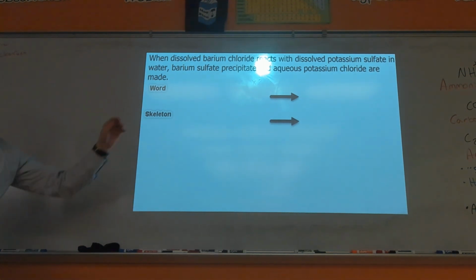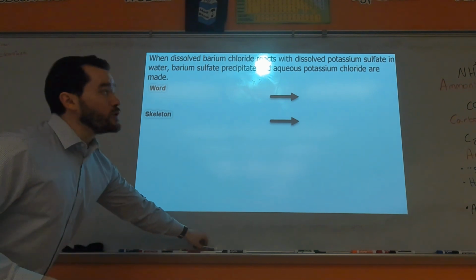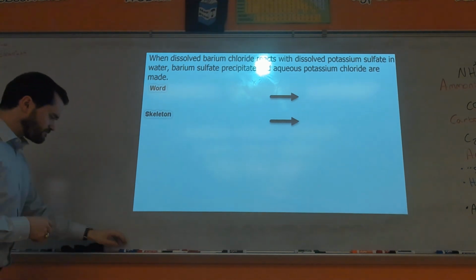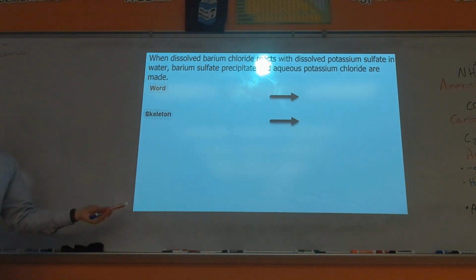So the past two classes we're going over word and skeleton equations, and we're building upon this to balance equations. When you're balancing equations, you're going to be using a chemical reaction and basically figuring out the coefficients that you need. But to back up there, when you're balancing equations, first part is to identify the reactants and the products.